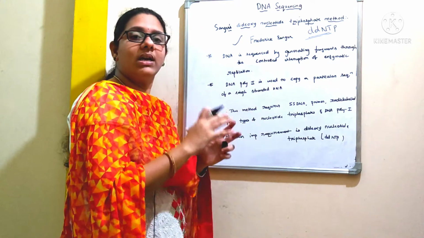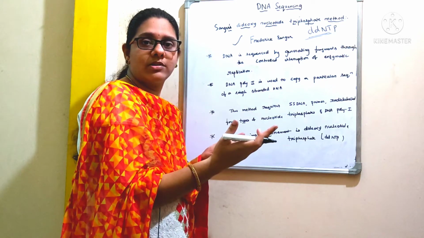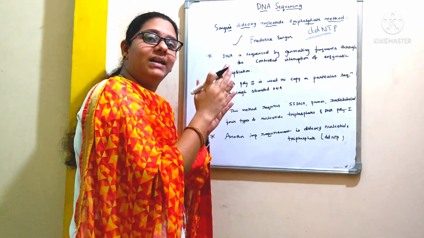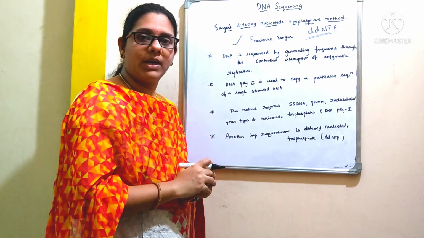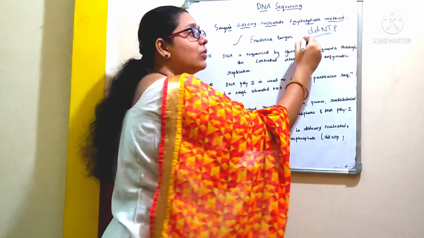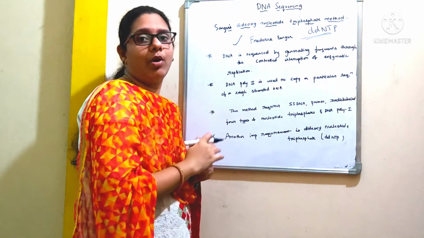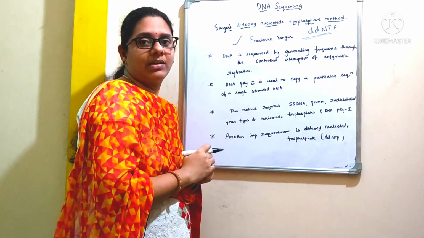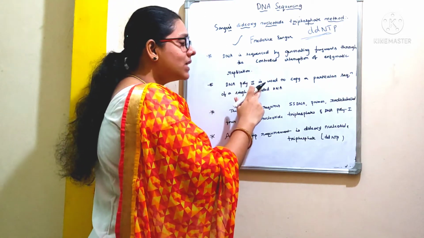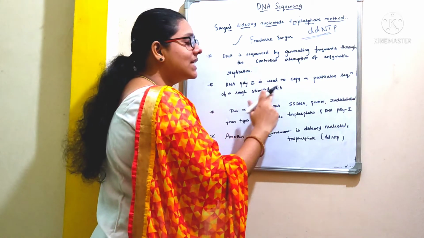So here in this method, what are we going to do? First, we need to initiate the process of replication by providing DNA template, dNTPs, primer and DNA polymerase 1. At the same time, we are going to provide this ddNTP which acts as a terminator molecule. So it is going to block the process of DNA replication. DNA polymerase 1 is used to copy a particular sequence of a single stranded DNA.